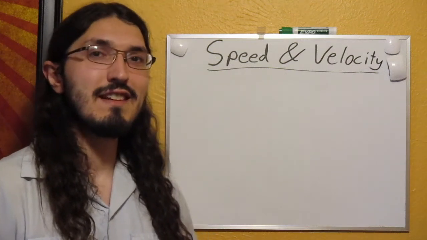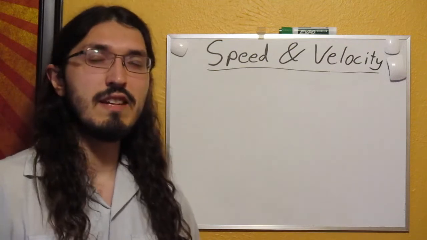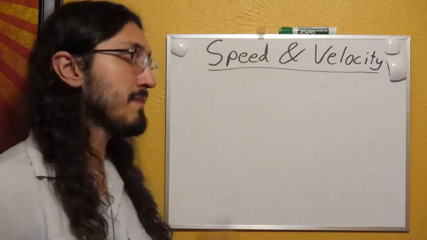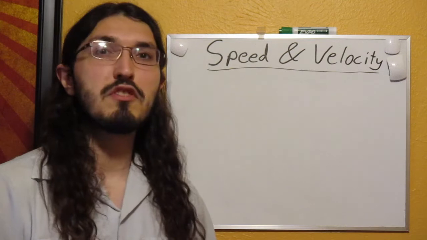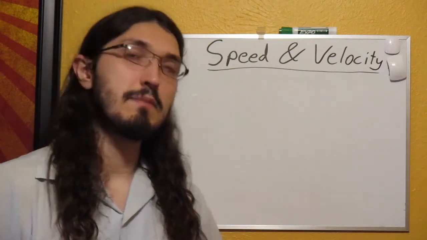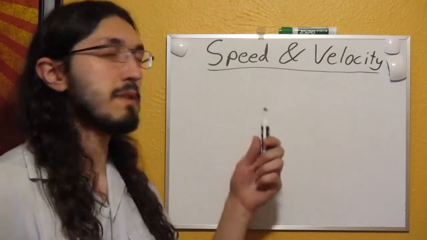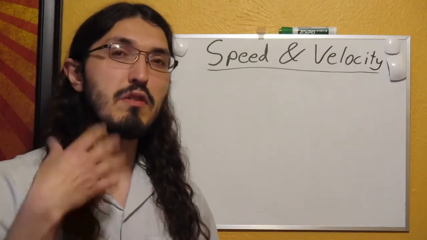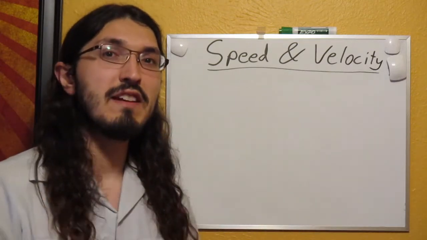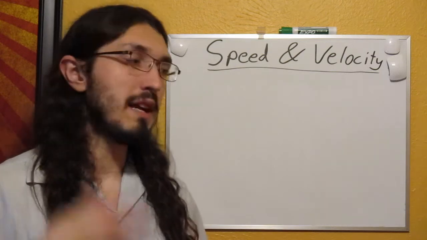Today we're going to be focusing on speed and velocity. You can't really talk about motion without mentioning speed and velocity. These are both terms that we use to describe how fast something is going, but there are some differences between speed and velocity. So we're going to go over those differences today, and then I'll provide an equation for each term and then apply that to an example.